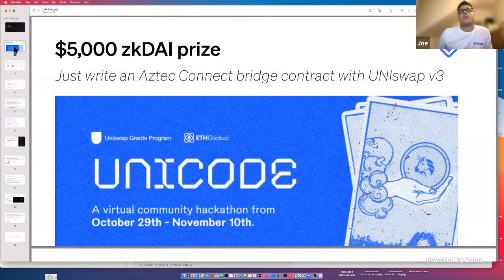So let's get started. We're thrilled to be sponsoring this 2-week hackathon. We're sponsoring a 5,000 ZK DAI prize for the best bridge contract, which is built on Uniswap v3 and Aztec Connect. I'll go into a bit more detail on what Aztec Connect is in the following slides. ZK DAI is just our shielded DAI, which is on the Aztec rollup. So we'll pay the DAI out privately through Aztec, which is just a nice thing for us.